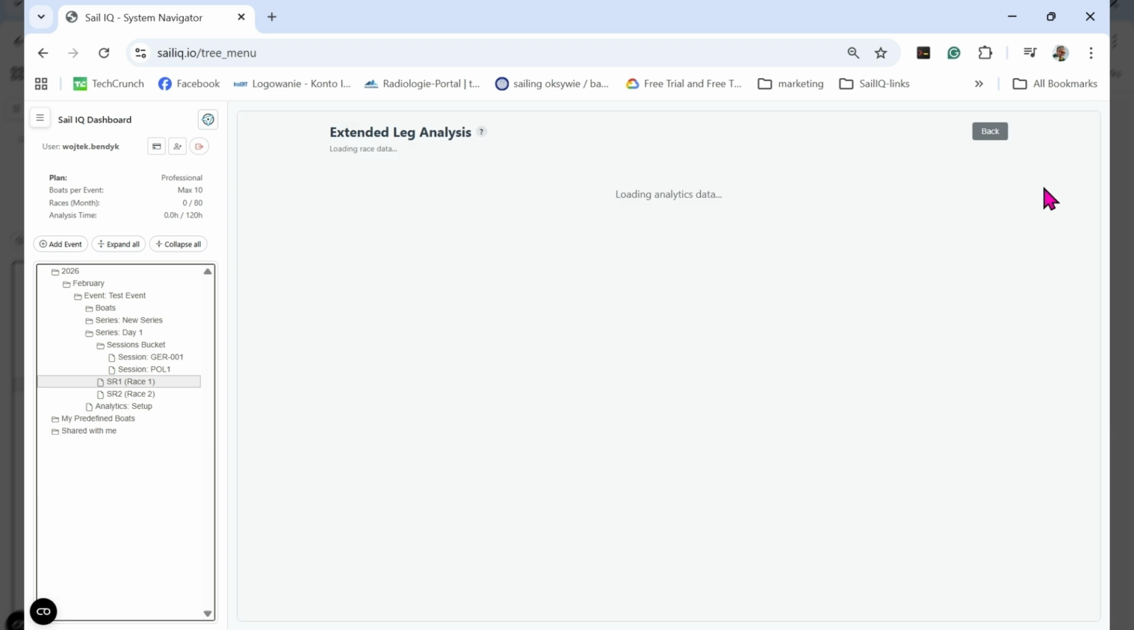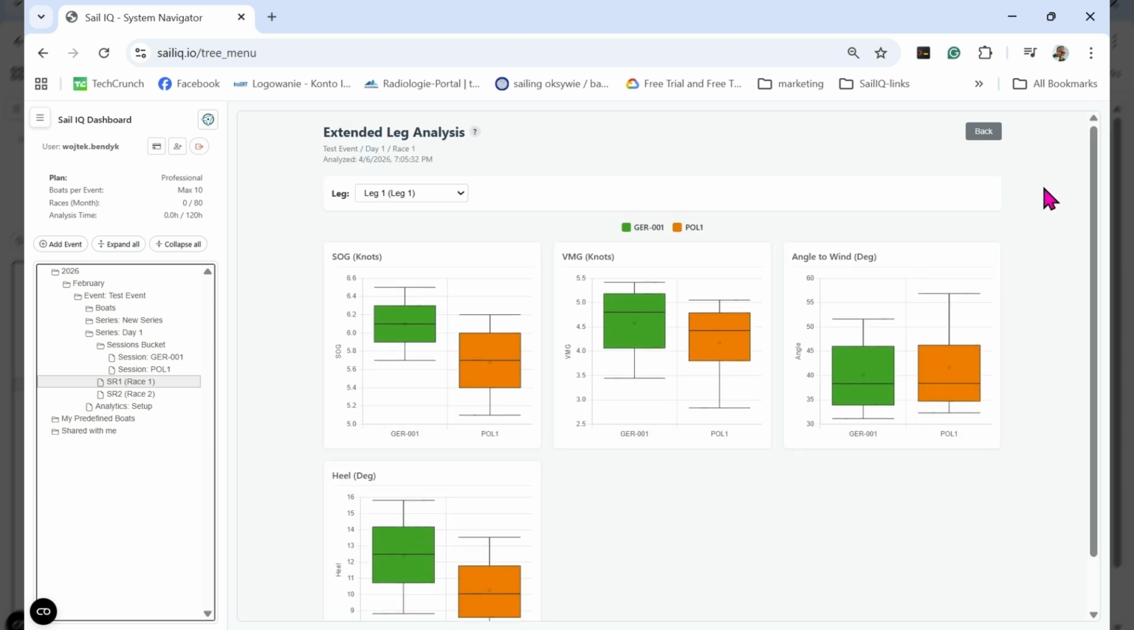Let's begin with leg 1. At first glance, it's clear that GR001 is the faster boat. Both boats sailed at similar angles to the wind, so the higher VMG from GR001 indicates better efficiency. Looking at heel, POL1 sailed in a more upright position. What does this tell us? Most likely, POL1 could improve upwind performance by adjusting sail trim, specifically, sheeting in more to generate additional power.